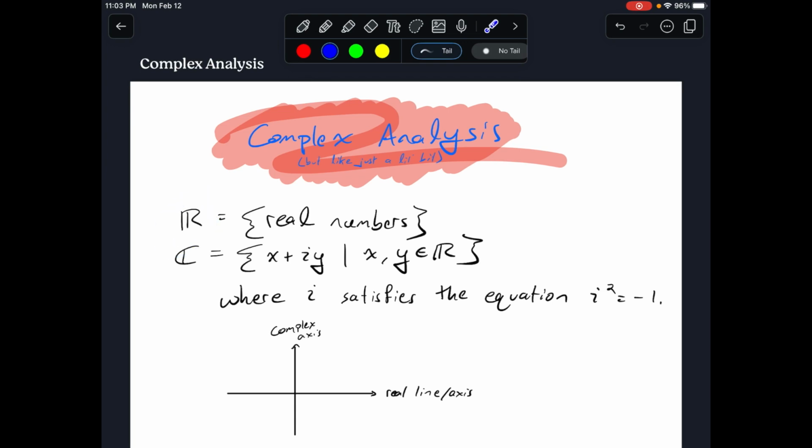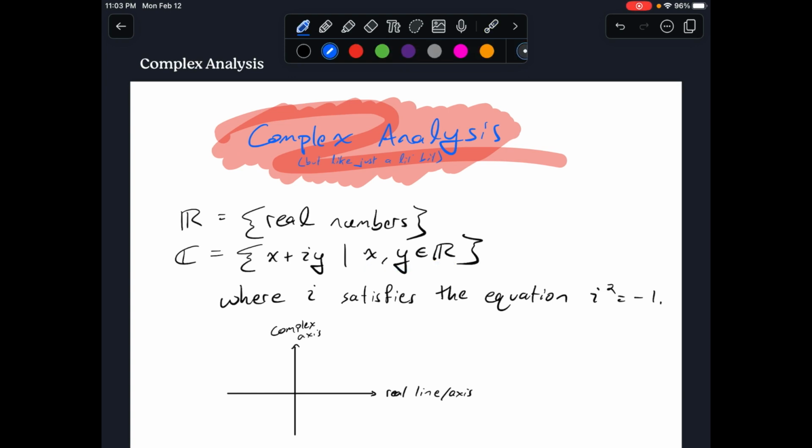So R denotes the set of real numbers. This is surprisingly difficult to actually define formally, so we won't do it. C denotes the set of complex numbers. This is pretty easy to define if you take for granted that the reals have already been defined. The complex numbers are just the set of numbers of the form x plus i times y, where x and y are in the set of real numbers.